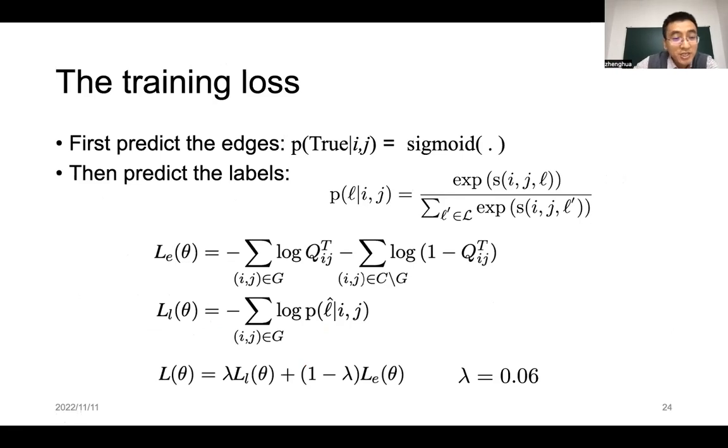Okay, so for the training loss, we have two parts. The first one is for the IDs, the second one is for the labels. For the IDs, we have two parts. For the IDs in the ground truth graph, we use this one, and for the nonexistent IDs, we use this one. It's quite natural, right? We also have the label loss for the IDs in the ground truth graph, and we combine them using interpolation. The lambda is quite small. It was found by preliminary experiments, and we use this value for all the experiments and models.